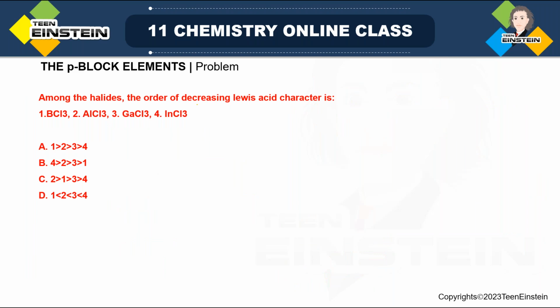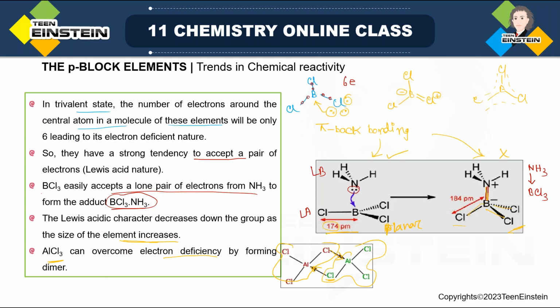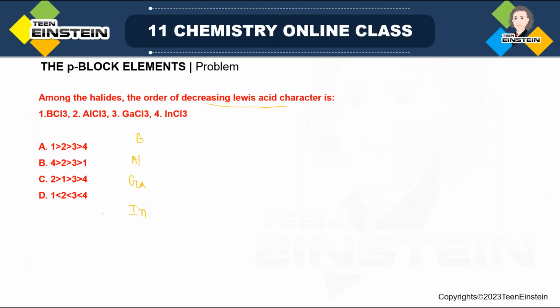Among the halides, the order of decreasing Lewis acid character. So here we have boron, aluminium, then gallium, and then indium. Now for decreasing Lewis acid character, in the previous slide, see the fourth point, it is mentioned that Lewis acid character decreases down the group. So if it decreases down the group, the maximum Lewis acidic character will be for BCl3. So 1 should come at first position. After that it is 2, then 3, then 4. So this should be the correct option.